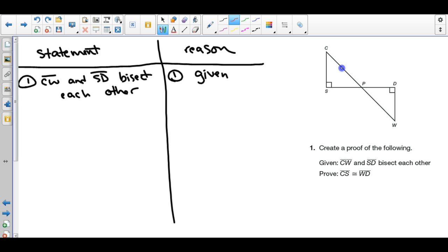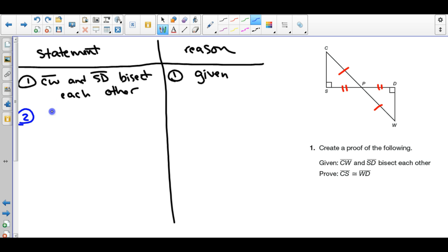If CW, which is this segment right here, and SD bisect each other, that means that this part and this part are equal to each other. And it also means that this part and this part are also equal to each other. So that's what bisect is going to mean. I'll write my other given. Actually, we don't even have another given. That's it. So I'm going to apply this first given right now, and that's going to be my second statement here.